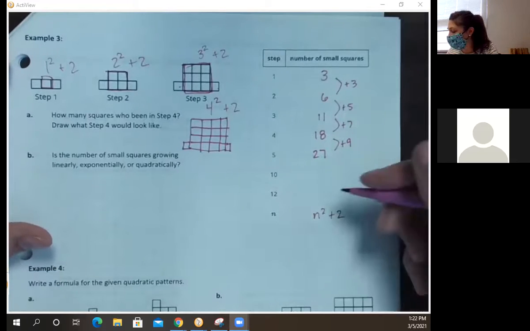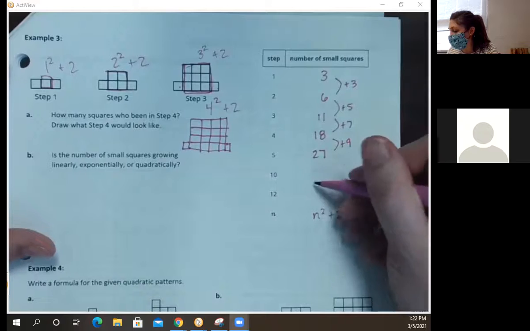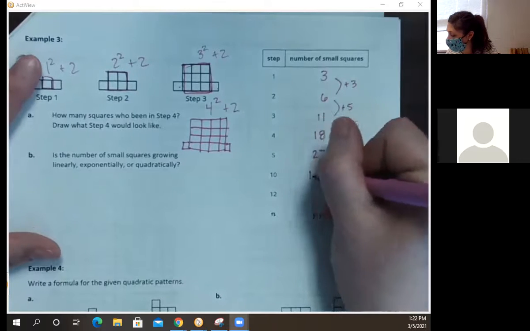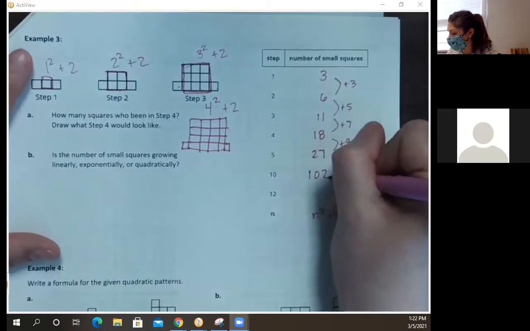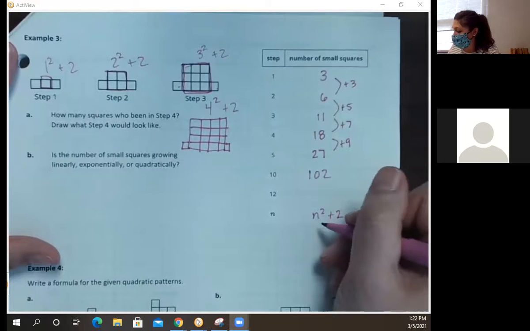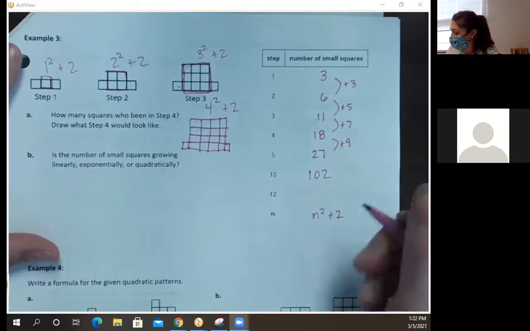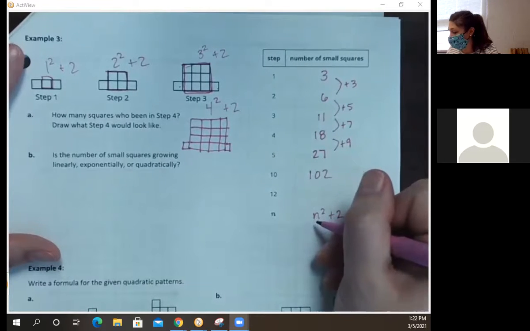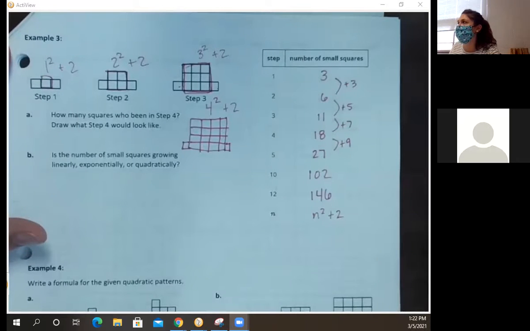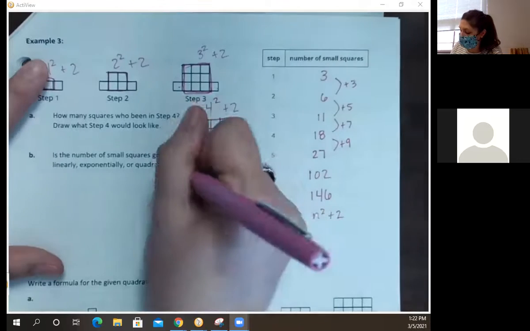That lets me a little more easily find the number of blocks I would use for step 10 and step 12. How many blocks would I use for step 10? 102. 10 squared is 100 plus 2. How about step 12? Yeah. 146. Yep. 12 squared is 144 plus 2 would be 146. What type of pattern do we have here? A quadratic pattern.